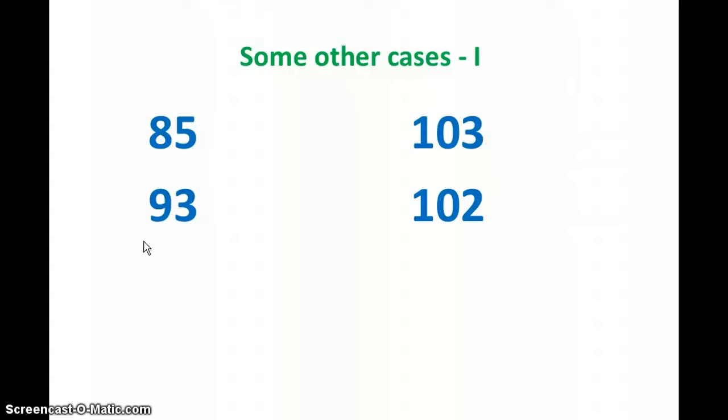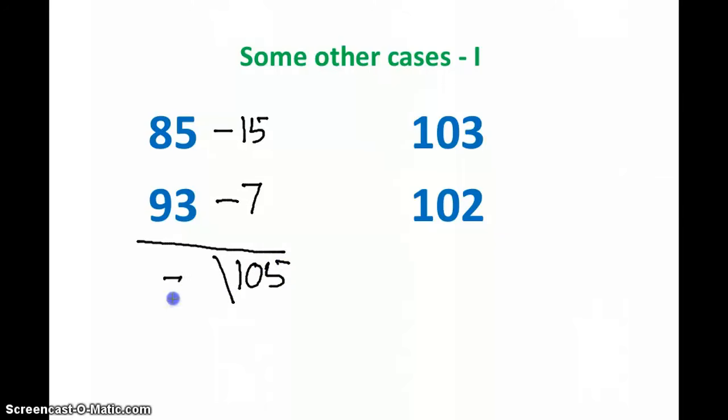So the question goes like this: 85 into 93. Now if you see here, 85 is 15 less than 100 and 93 is 7 less than 100. So which makes it 15 into 7, 105, and 85 minus 7 or 93 minus 15, whatever, it will give you 78. So is the answer 78105?